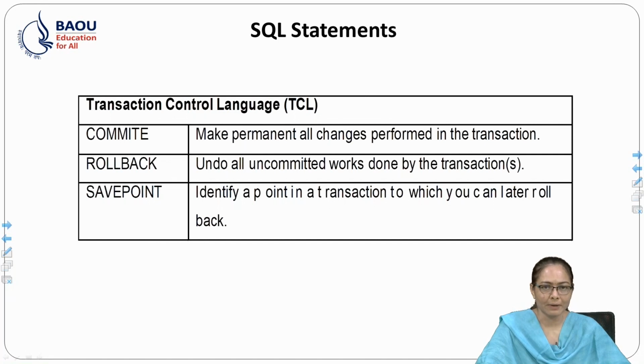Now rollback command. Rollback command is used to undo all the uncommitted work done by the transaction. It is opposite to the commit command. Like the unsave, it is used to not save the transaction in the database. Now savepoint command. The savepoint command is used to identify the points in the transaction to which you can later roll back.